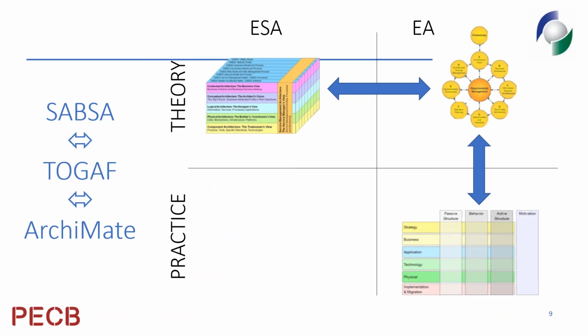Now, the current state of SABSA, ArchiMate, and TOGAF looks a bit like this 4-quadrant grid here. We've got the TOGAF representation in the top right corner. That's the theory of how we can do enterprise architecture, how we can align our IT systems with business needs.